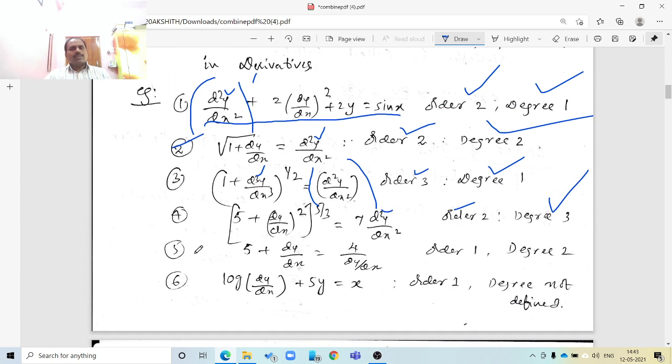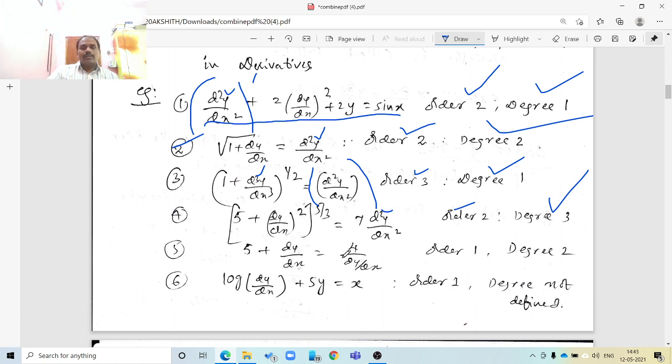And next you see the fifth example. 5 plus dy by dx is equal to 4 by dy by dx. So here dy by dx is in the denominator. If it comes to the numerator, the power will be minus 1. As per the definition of degree, it should be free from fractions and radicals. So if dy by dx has power minus 1, then it is not a polynomial in derivatives.